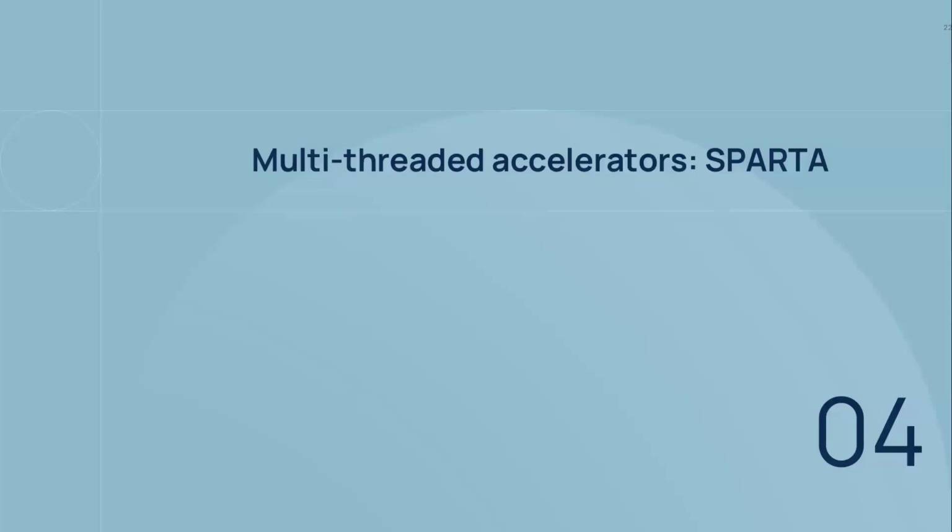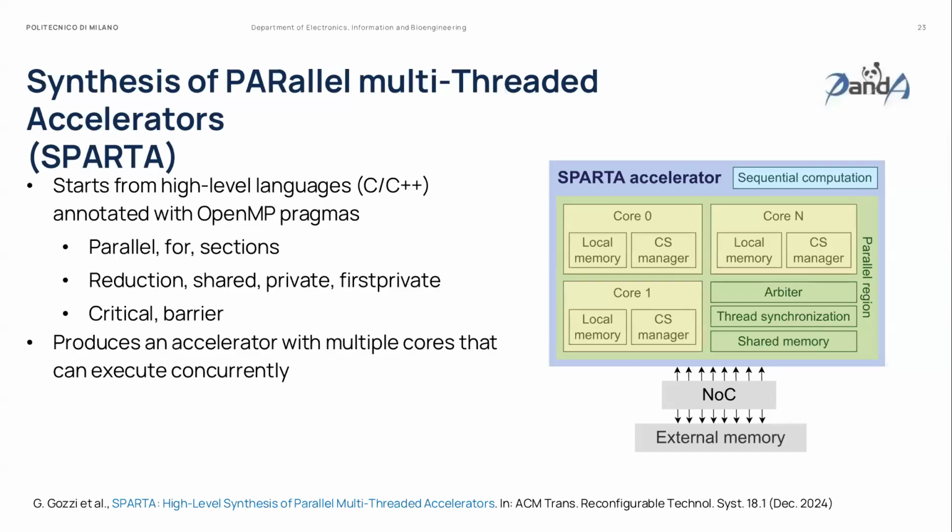Another line of research is about multi-threaded accelerators. This is recent, it's been done by a PhD student in our lab. It's called SPARTA, Synthesis of Parallel Multi-Threaded Accelerators. A very brutal summary is it allows you to synthesize OpenMP code. The idea is that you describe something with OpenMP in your high-level representation, and we support parallel for, sections, these data scope clauses and synchronization constructs. And then from this, Bambu generates an accelerator that has multiple cores that can execute concurrently.